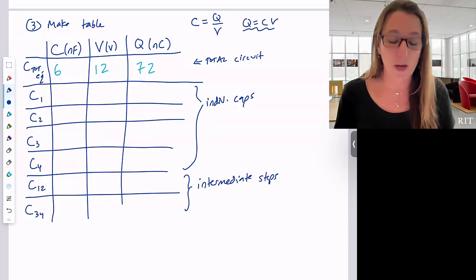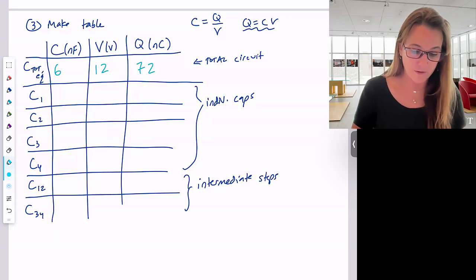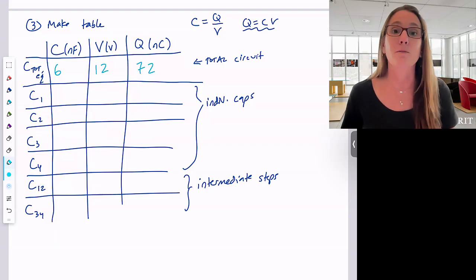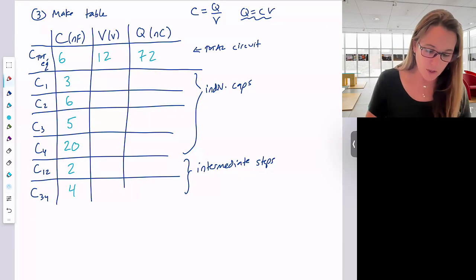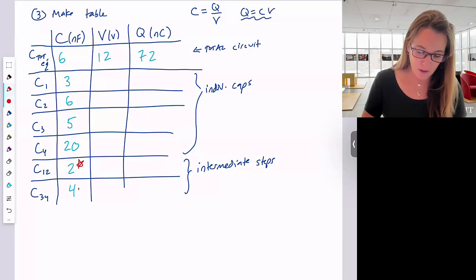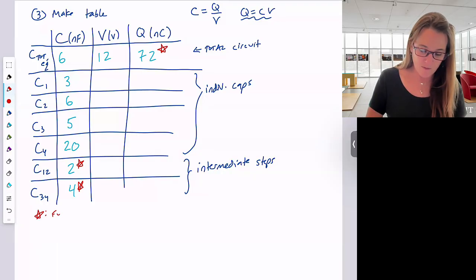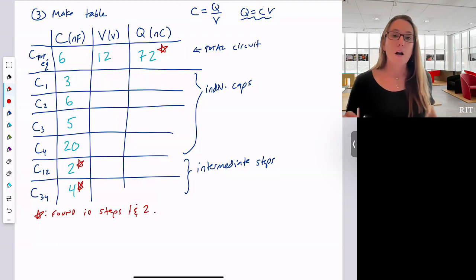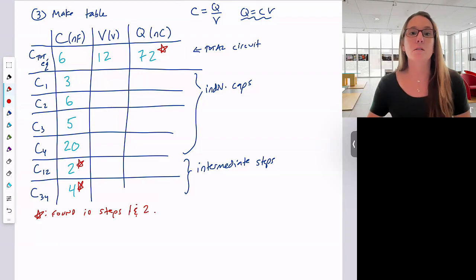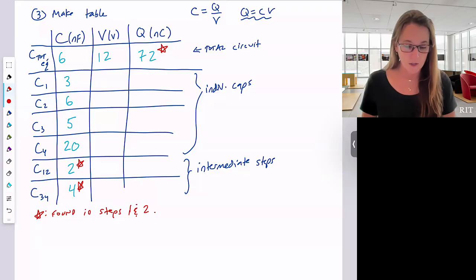And at this point, I'm going to fill in all of the values for what I was given. So these were all values that we had found previously. I'm going to put a star here for which ones were found in steps 1 and 2, right? And so now let's go ahead and see. So this is making the table.